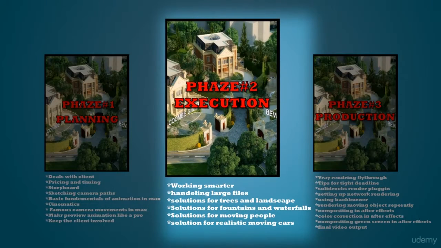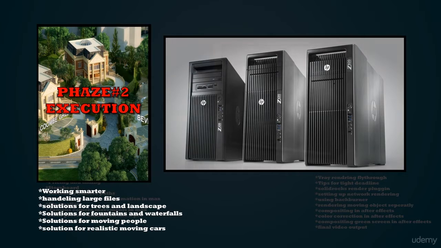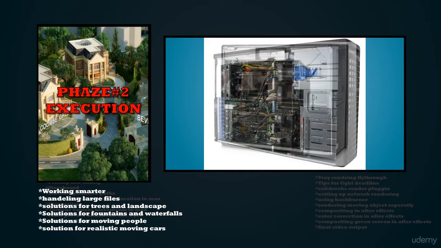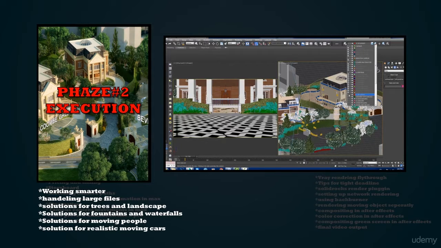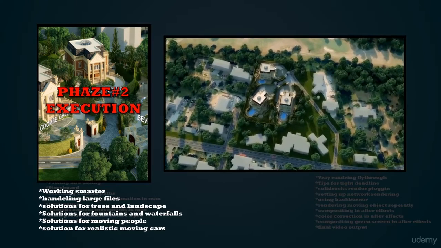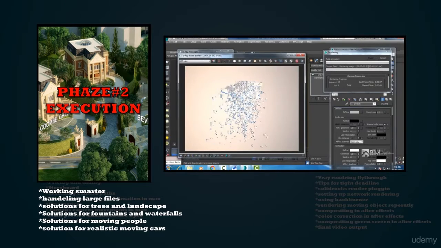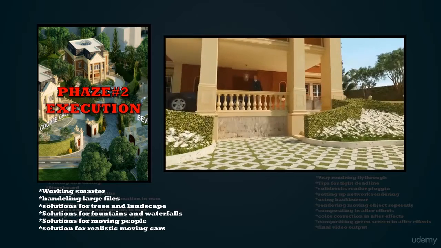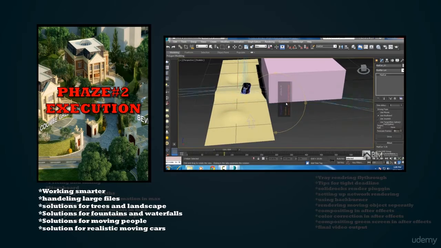Phase 2 will be about how we are going to work smartly to finish our planned tasks. We will talk about our hardware, what to buy and what is the best to upgrade to give us the best performance. We will also talk about working smart to make things light and decrease the render time. We will learn solutions for common problems that will face you, like a large amount of trees and landscape elements. How to animate water features like fountains and waterfalls. How to move people and cars, and more.